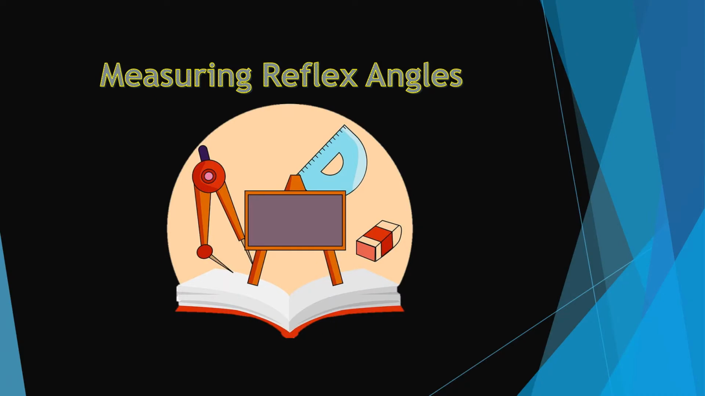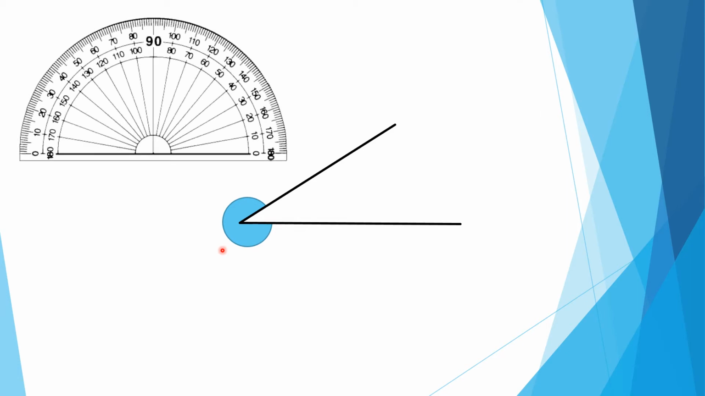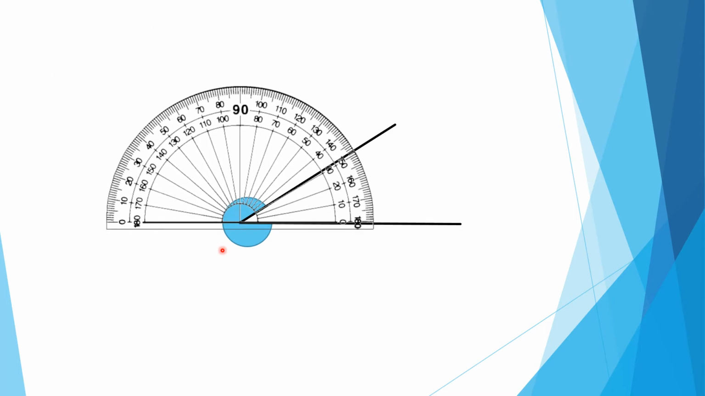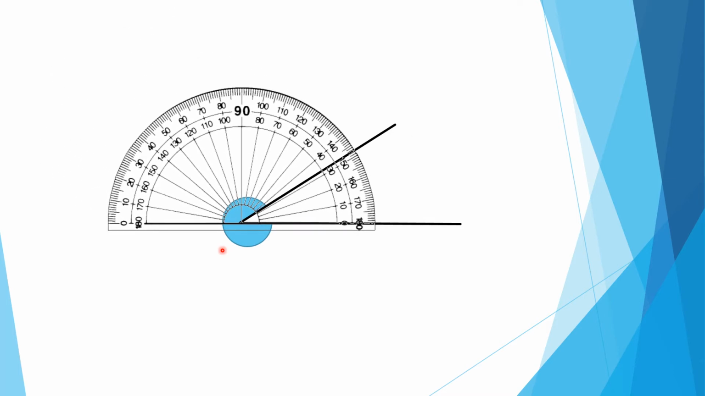Now we will see the way of measuring reflex angles. Here you are given an angle. Can you tell me where the reflex angle is? Yes, the reflex angle is marked in blue and it's the one that we should measure. The protractor is used to measure an angle. But when we place the protractor on this angle, we realize the protractor is not enough to measure the size of this whole reflex angle.